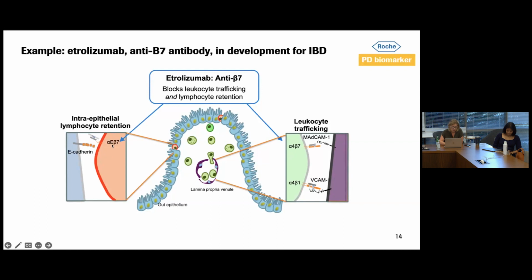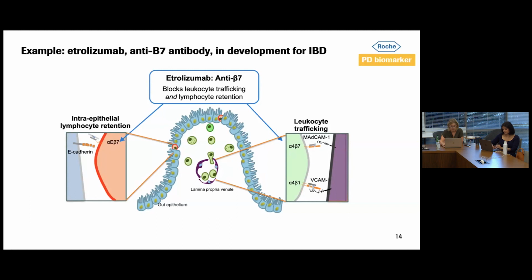And so alpha E beta-7 is one integrin. It keeps the cells in the epithelial, and the other integrin is alpha 4 beta-7, which ensures that the cells leave the blood vessel and go into the tissue. So blocking beta-7 is expected to disrupt both of these. So it's preventing lymphocytes from infiltrating the tissue, and it also is expected to block the retention in the epithelial cells.